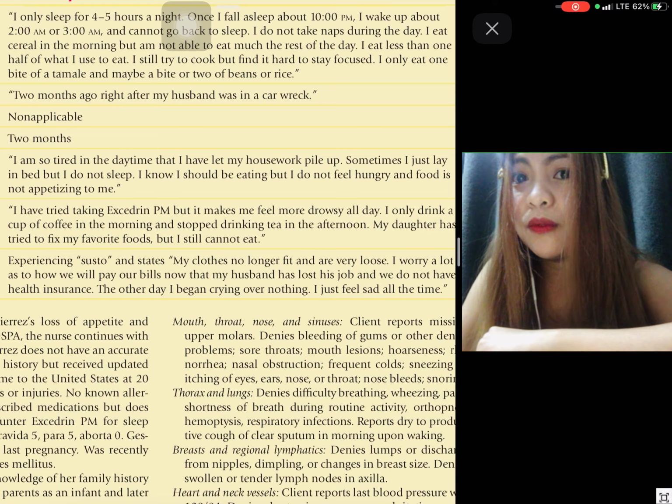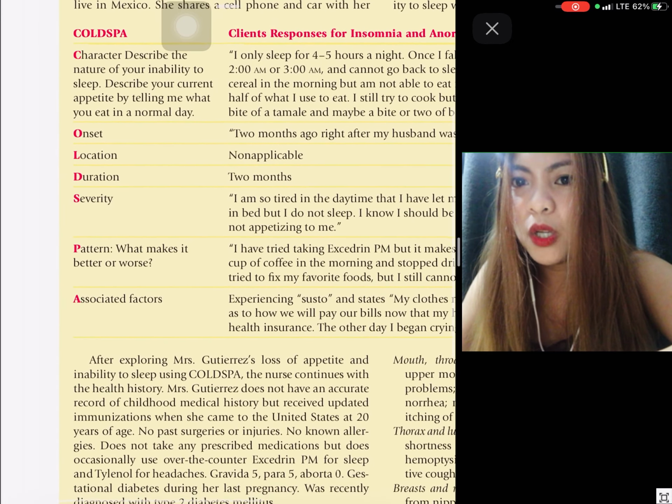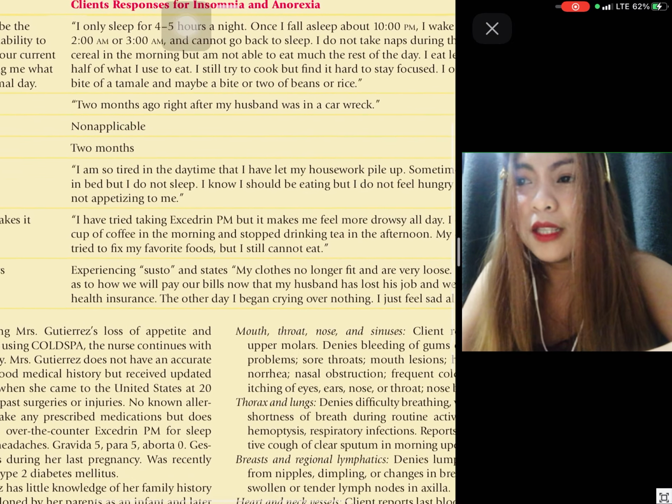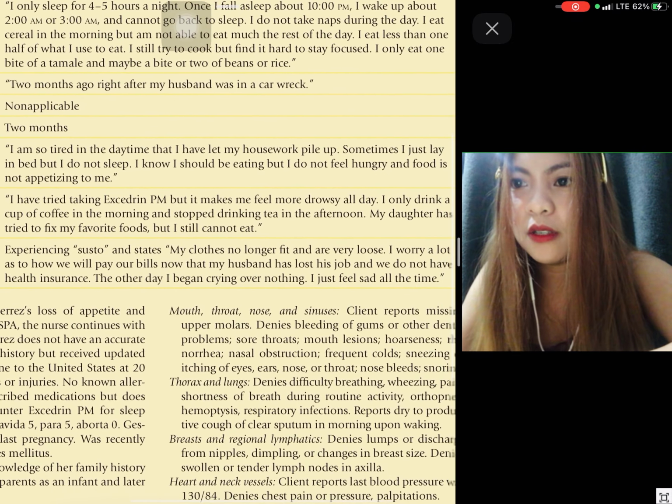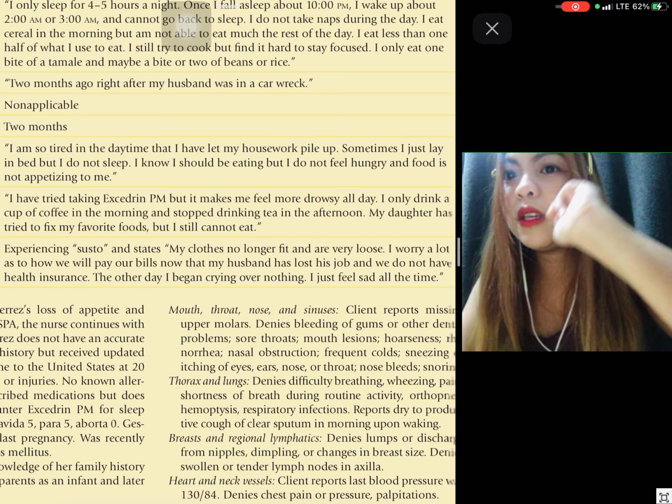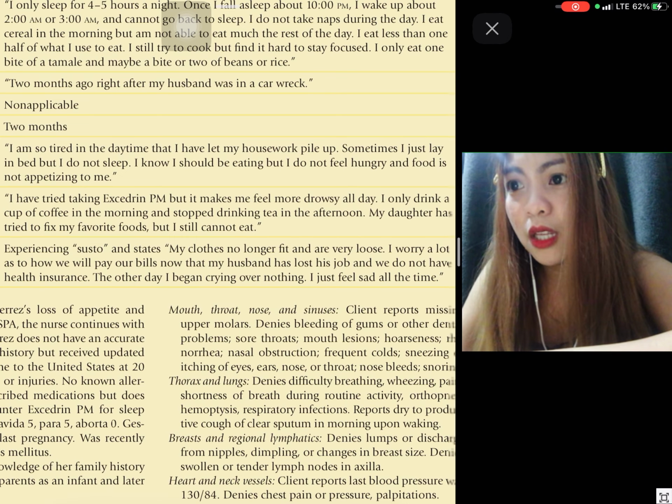The letter P of COLDSPA. "I have tried taking Excedrin PM but it makes me feel more drowsy all day. I only drink a cup of coffee in the morning and stop drinking tea in the afternoon. My daughter has tried to fix my favorite food but I still cannot eat."